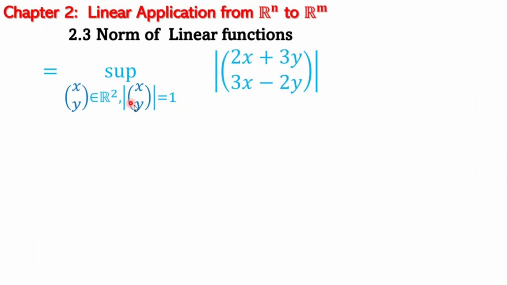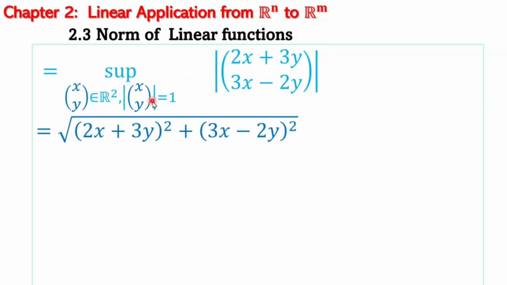So the definition gives the supremum of |A(x,y)|, where A(x,y) is (2x + 3y, 3x - 2y), under this condition. Now, how do we utilize this criterion, and what is the absolute value of this? We know that for a vector in R2, the absolute value is the square root of the first component squared plus the second component squared. So we have the square root of (2x + 3y) squared plus (3x - 2y) squared.